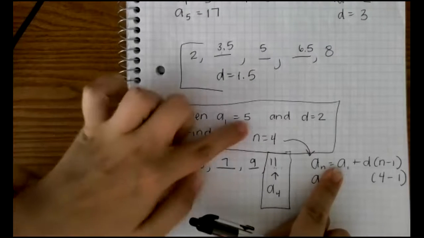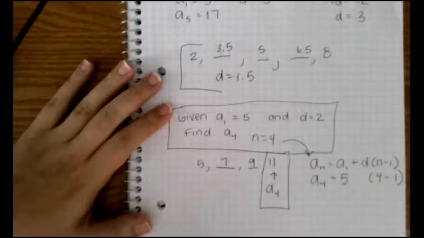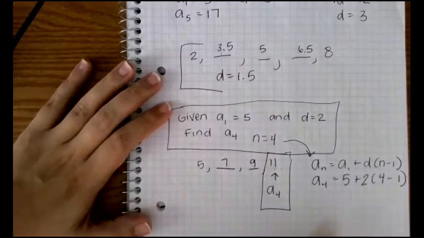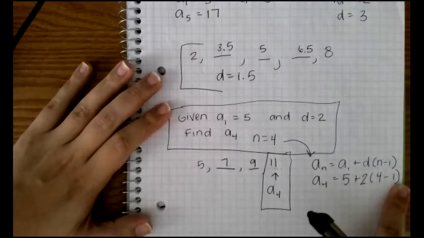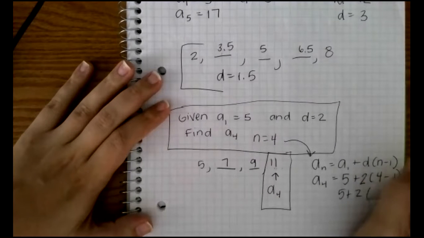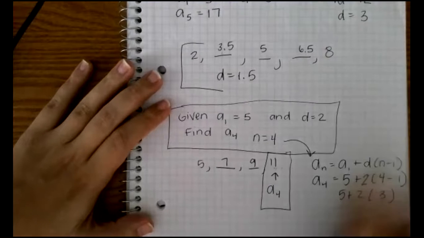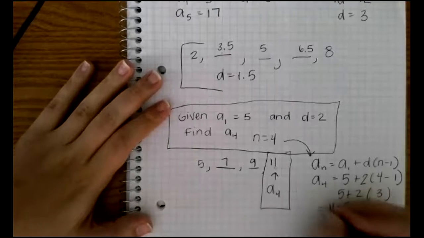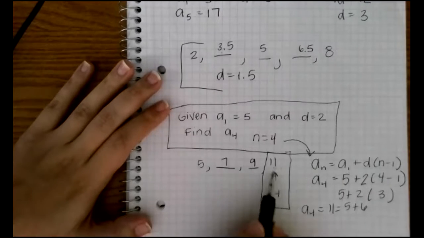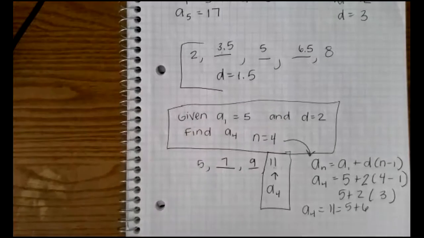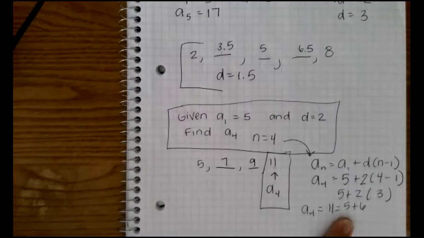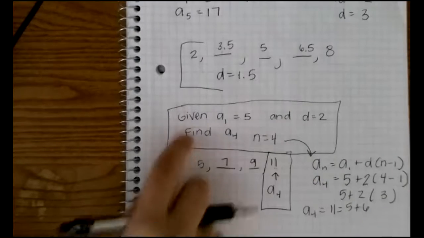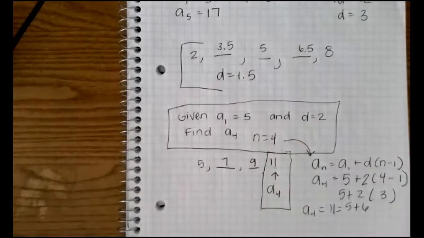All right, I know a sub 1 is 5, and I know my common difference is 2. So then all I would need to do is find out what this number is, right? 5 plus 2 times 3 is 5 plus 6 which is 11. Okay, so a sub 4 is 11, which we found when we listed out the numbers. So I'm not telling you you have to use the formula every time, but if they're asking for, again, like the 100th term, this is going to be quicker than sitting there and writing out to the 100th term, okay?